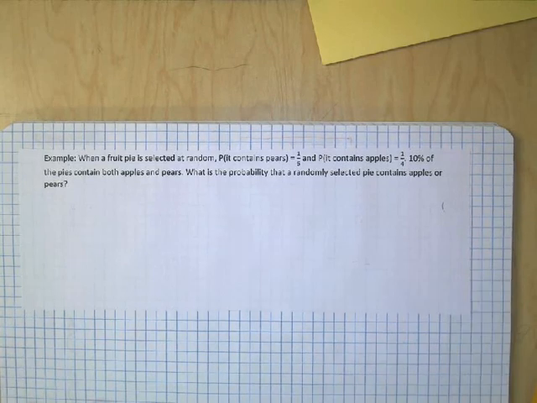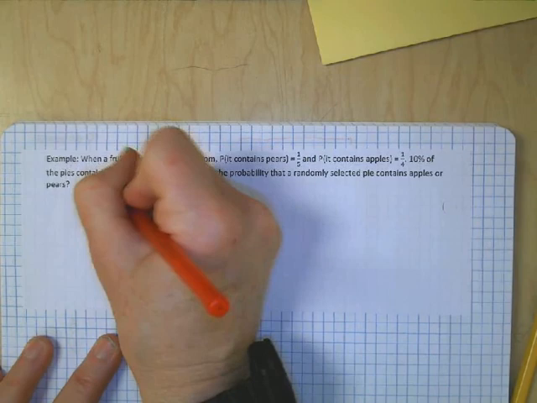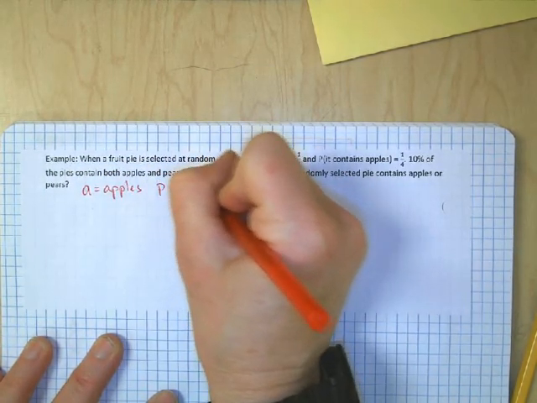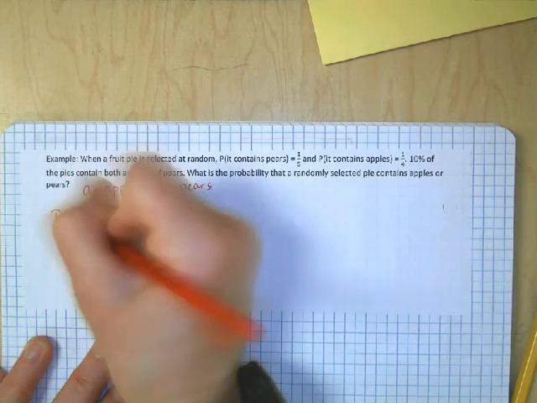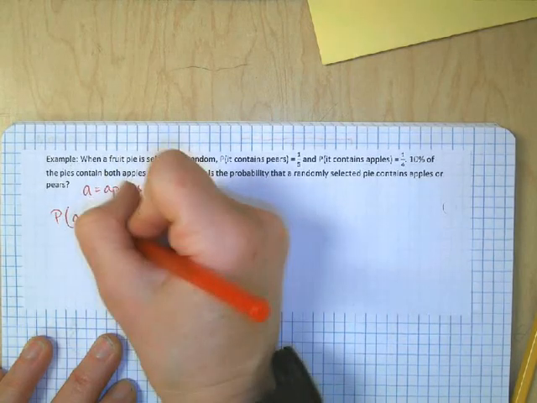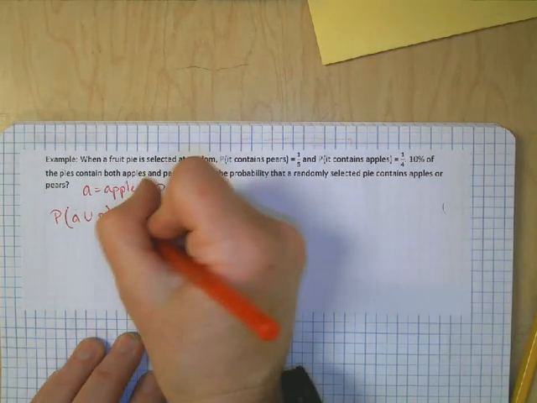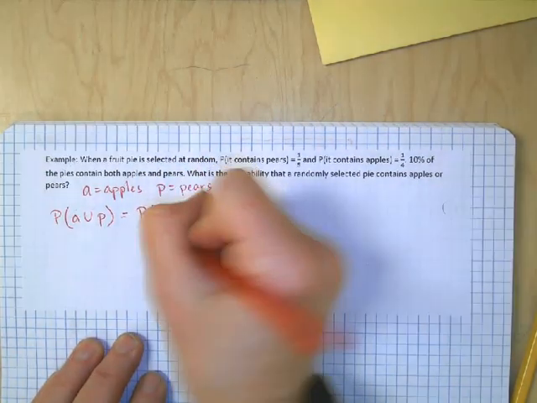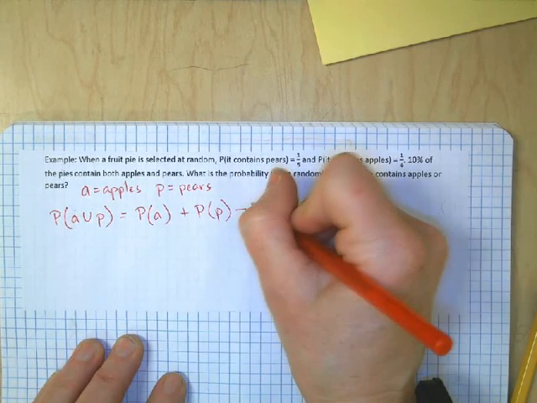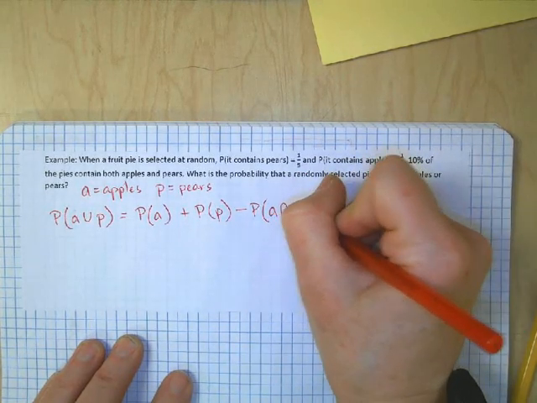Okay, so we want the probability of apples or pears. So A is going to be my apples, and P is going to be my pears. So I want the probability of A union P. That's what I'm trying to find. So it's going to be equal to the probability of A, apples, plus the probability of P, pears, minus the probability of both of those things happening, the intersection of apples and pears.